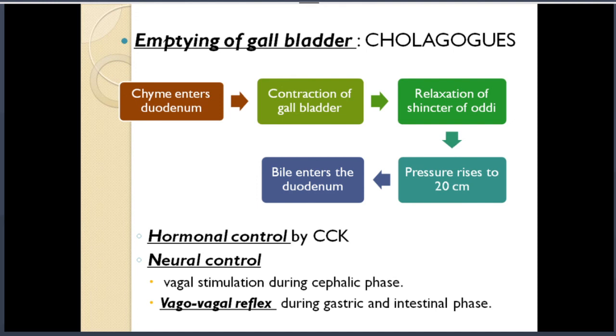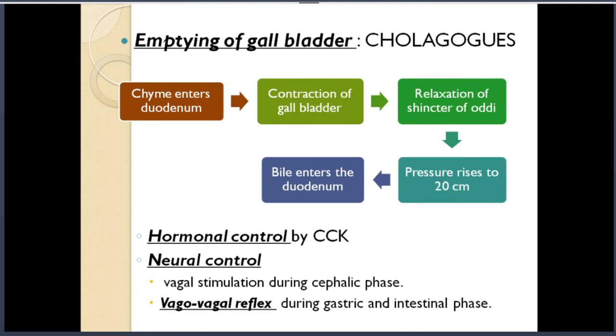This cholecystokinin will go on and act on the gallbladder, making it contract. At the same time, simultaneously, it will also cause relaxation of the sphincter of Oddi. Due to contraction of the gallbladder, the pressure that was equalized at 7 centimeters will increase to 20 centimeters of H2O. This increased pressure, along with the relaxed sphincter of Oddi opening, will cause all the bile that is required in the duodenum to enter the duodenum.